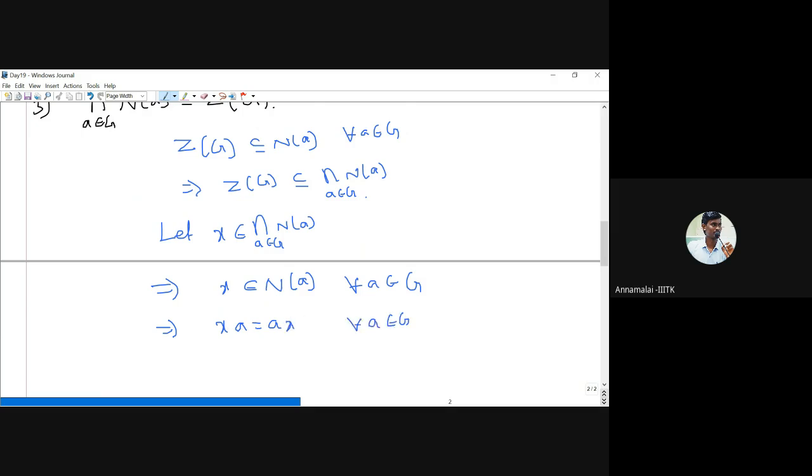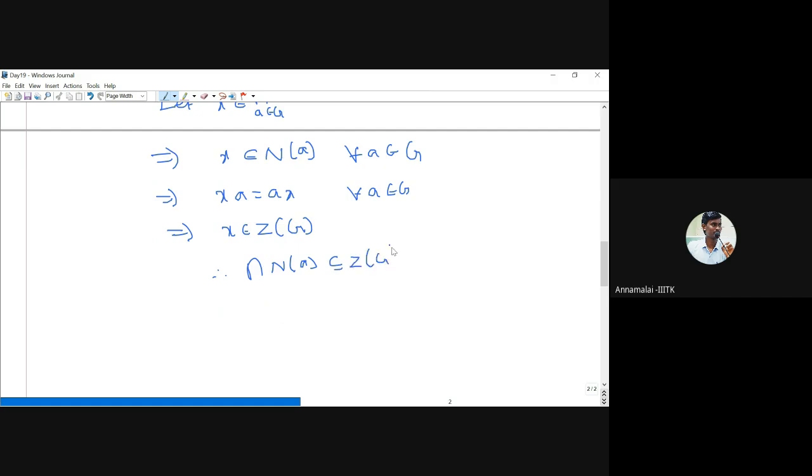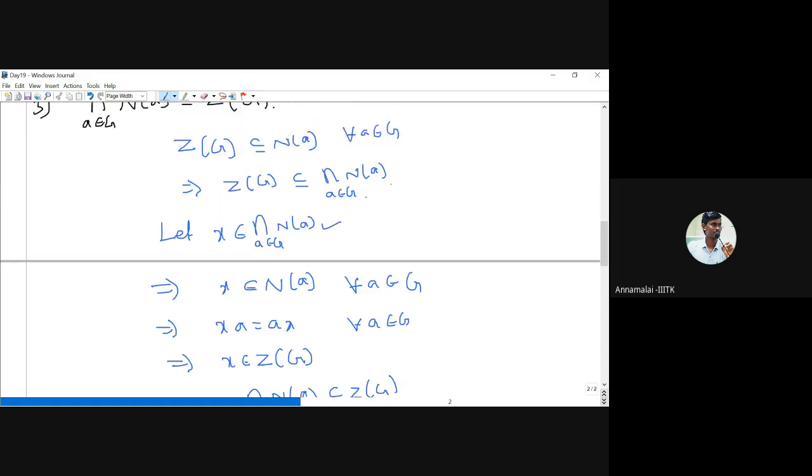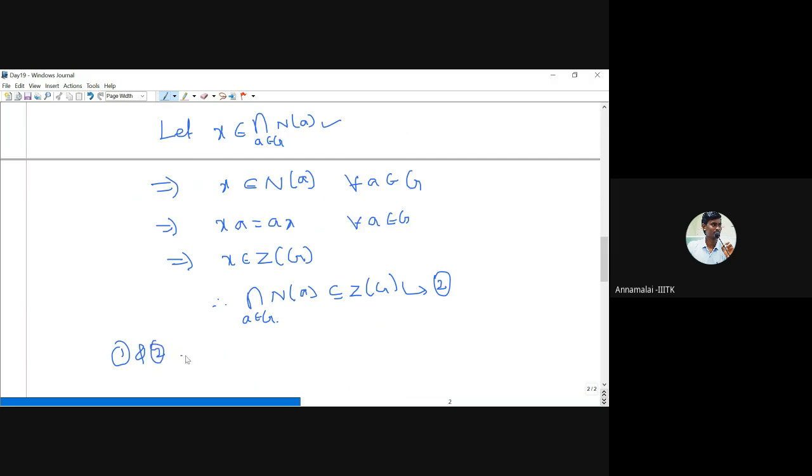Since this x satisfies the commutative property with every element of group G, therefore this x should be in the Z of G. Therefore we start with the element here, and that element should be in the Z of G. Therefore, the intersection of N of A is contained in Z of G, where A runs over all the elements of G. Let us call this 1 and this 2. Combining 1 and 2 we get that Z of G, the center of G, is the intersection of all N of A, where A varies over the group G.